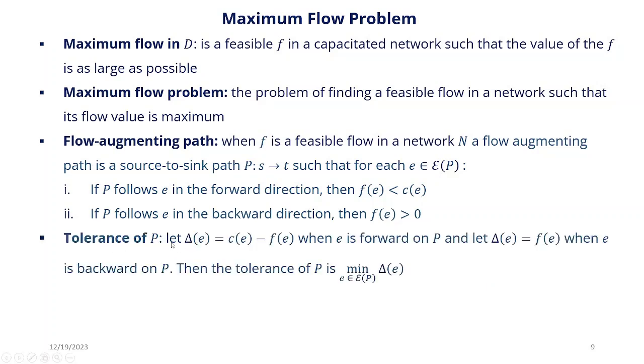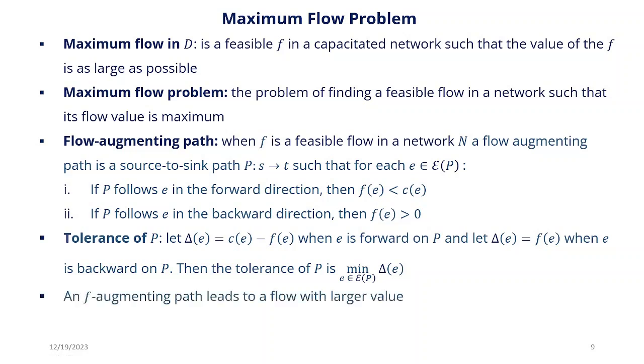Tolerance of the flow augmenting path P. Let delta E equal the capacity minus the flow when the particular edge is forward on P, and let delta E just be equal to the flow when E is backward on P. Then we can define the tolerance of P as the minimum of the delta E that we obtain for this particular flow augmenting path. So what we are going to do here is calculate delta E for every one of the edges of the path. And when we look at all the delta E that we calculate for this particular flow augmenting path, we pick the smallest one of them, and that is the tolerance.